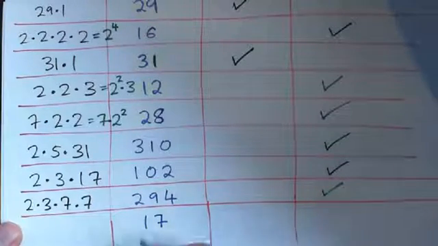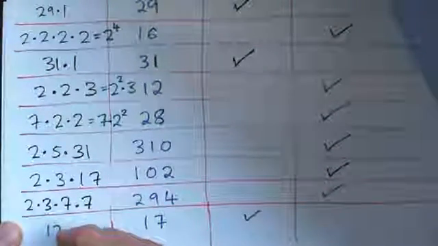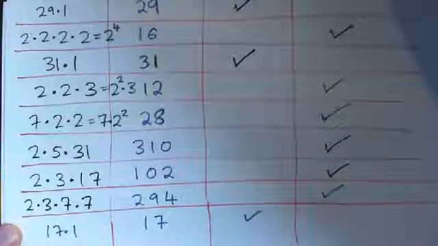Well, 17 is a prime number. It can only be written 17 times 1. That's the best you can do. And that's that.